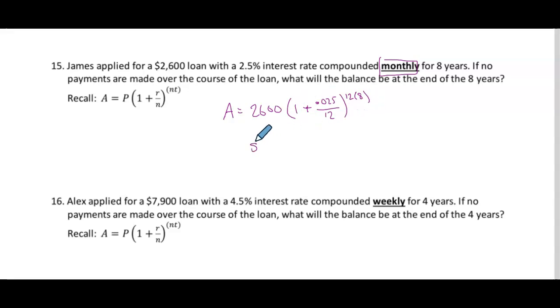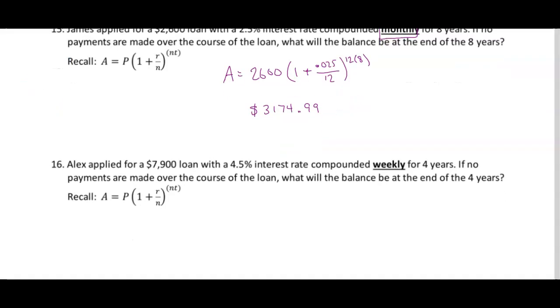And the total answer is $3,174.99. Okay, if you didn't get that, go back and retype it. Make sure you can get to that number. All right, 16 is similar.